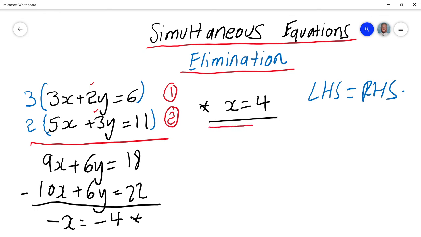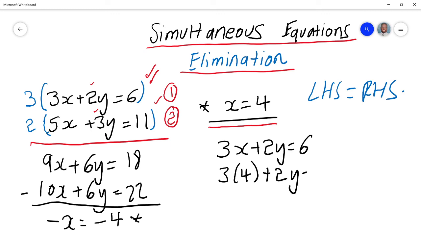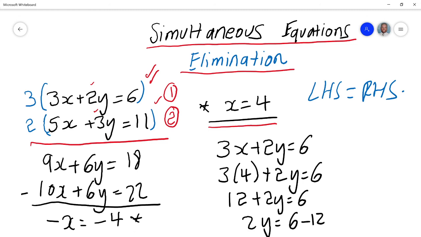All right, so x is equal to 4 in this equation. Now, we need to find the value of y. We can choose either to put the value of x in the first equation or in the second equation. You want to put it in an equation that is easy to solve, so I will pick 1. So I'm going to write down 3x plus 2y equals 6, and in place of x I'm going to put 4. So that's 3 times 4 plus 2y equals 6, that's 12 plus 2y equals 6, and 2y is going to be 6 minus 12. So 2y equals negative 6, therefore y equals negative 3.